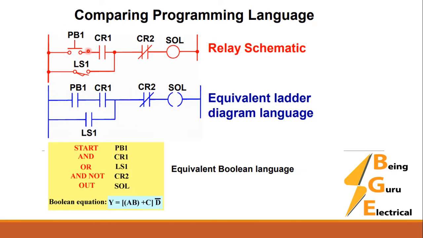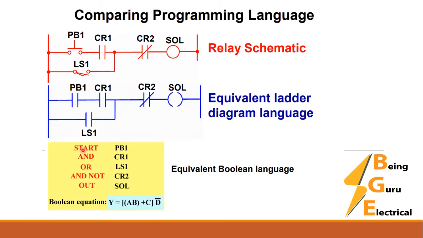Same example, let's see how it will look in the equivalent Boolean language. We have this push button 1. For this Boolean language you need to understand the AND gate, OR gate, NAND gate, XOR gate, then you can understand this Boolean language. If you see, these are in series, so for series we use AND.